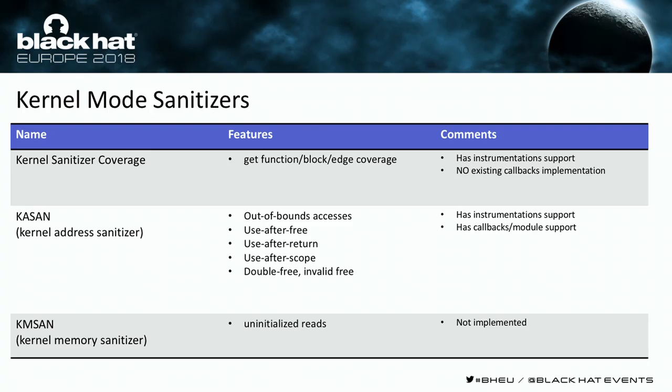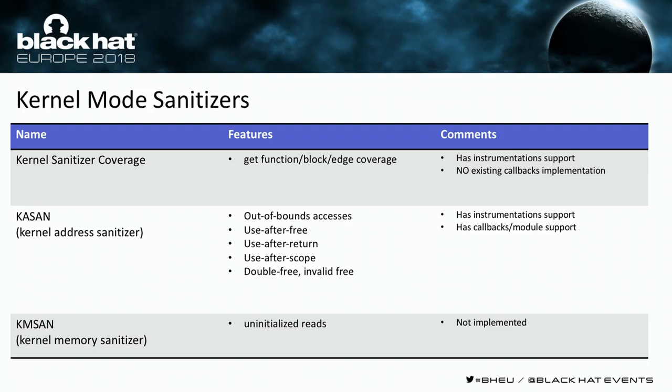I list the top 3 sanitizers used in my tool. The first one is the kernel sanitizer coverage. This is the most important one. It is used to get the function level, block level, or edge level code coverage. You can use LLVM to instrument the stop functions into every basic block, but there's no existing callback for the stop functions in the XNU project. You must implement the callback function by yourself.